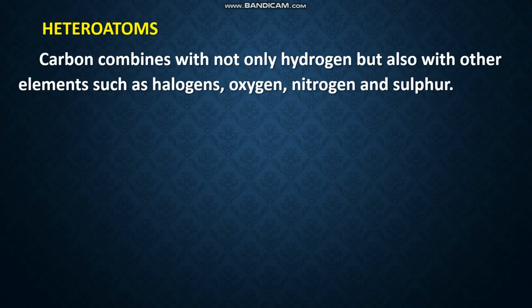So carbon combines not only with hydrogen but also with other elements such as halogens, oxygen, nitrogen and sulfur. What are these halogens? You have learned in the previous lesson, periodic classification of elements, that halogens are chlorine, bromine, iodine. So carbon can combine not only with hydrogen but also with halogens, oxygen, nitrogen and sulfur.